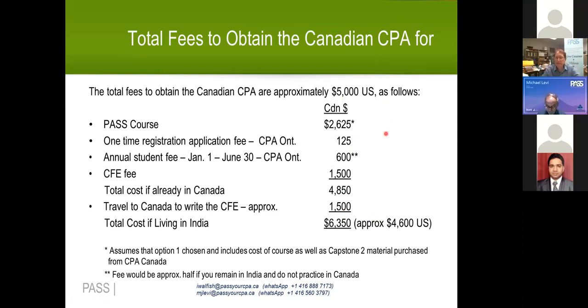Annual student fee is on an annual basis? Yes, the annual student fee, yes. Once you have a Canadian CPA, there is an annual fee that you have to pay to keep up your Canadian CPA. That is correct. Okay, okay. It's not a student fee, it's a CPA fee that every person has to pay, an annual fee. Yeah, it's fine. Okay.